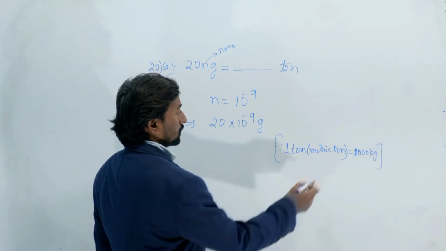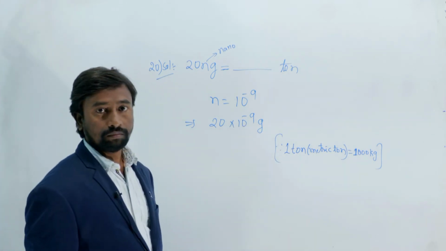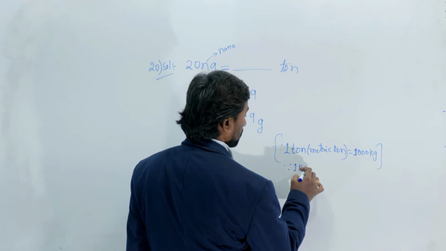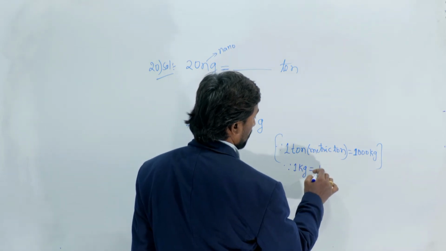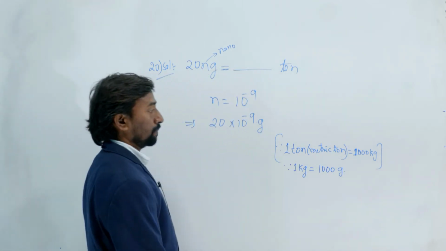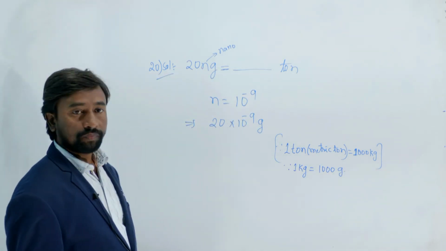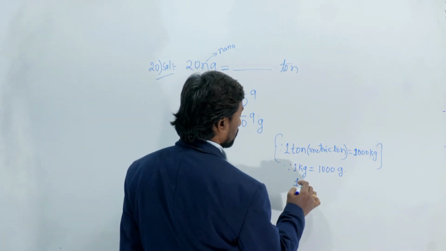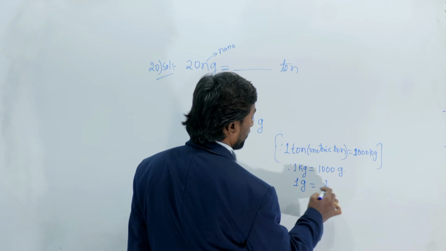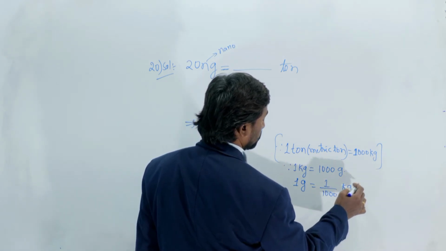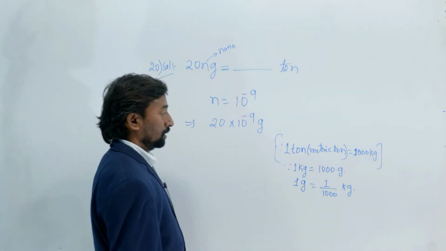Now this kgs we should convert to grams. Again we know that 1 kg is equal to how many grams? 1000 grams. So from this we can write 1 gram is equal to 1 by 1000 kg.